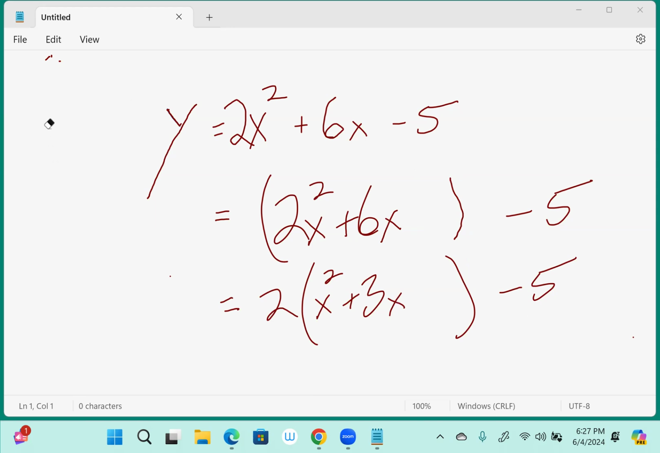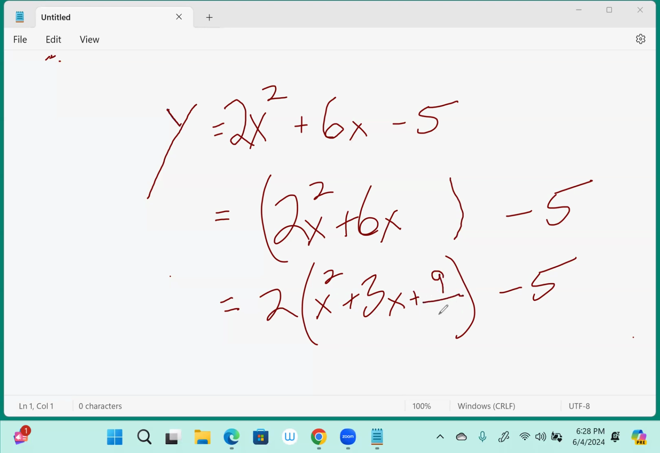Okay, so now we can complete the square. I'm still going to complete the square inside the parentheses because we've gotten rid of the coefficient that was not 1. And then to complete the square, what are those steps again? Is it the same thing we did last time? Exactly. Take half of that, which is 3 halves. Square that. And then 3 halves squared is 9/4.